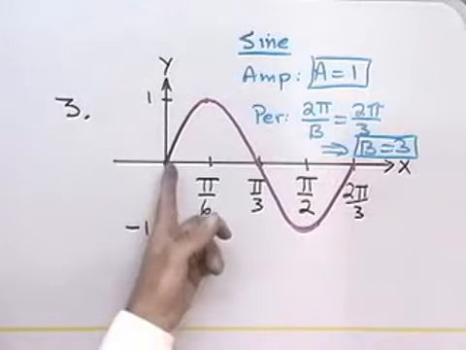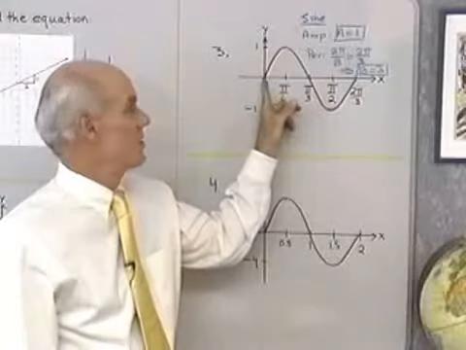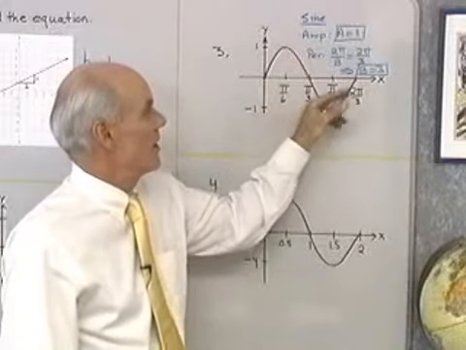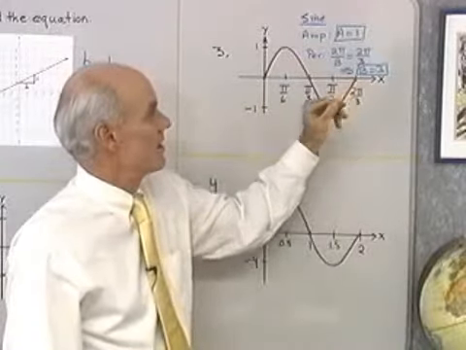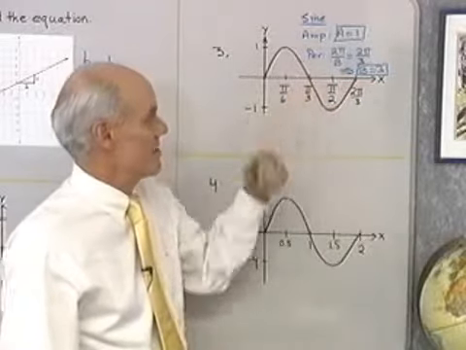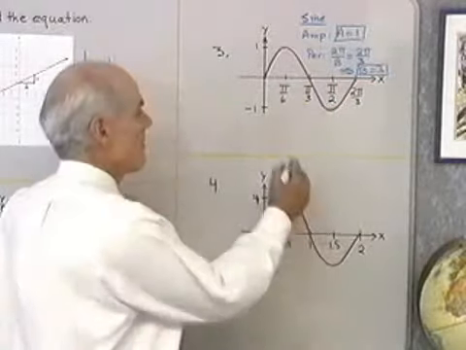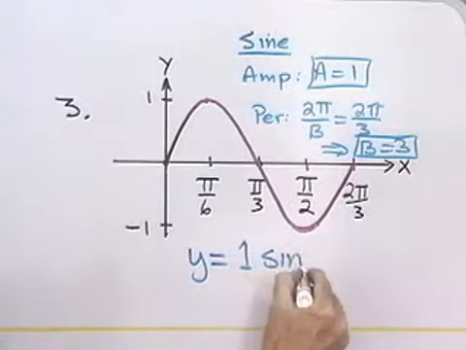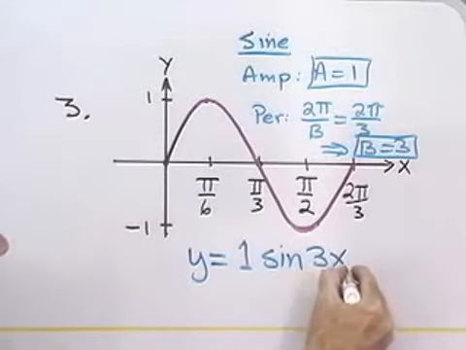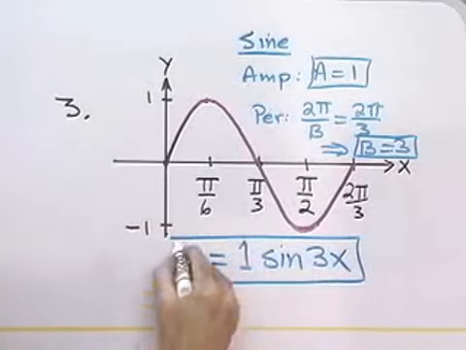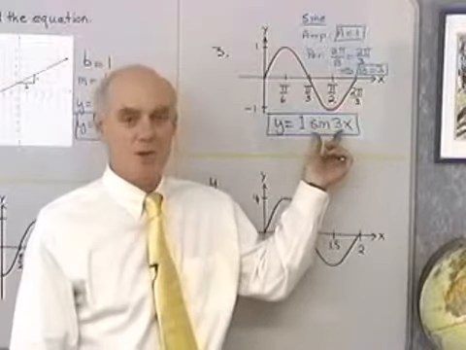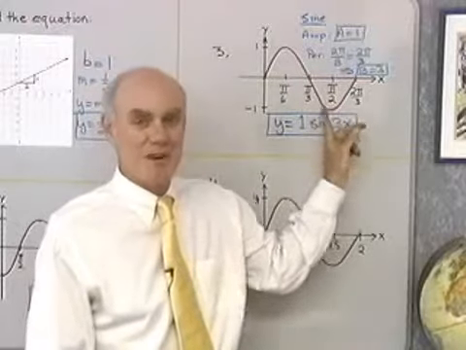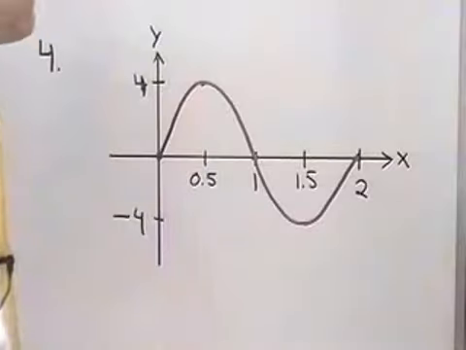Now, anything else about this curve? There's no phase shift. So my curve starts right here, a nice sine curve, no phase shift, has an amplitude of 1, a period of 2 pi over 3. That tells me that b is equal to 3, and it hasn't been reflected, so it's pretty easy to write the equation. It's going to be y is equal to the amplitude 1 times the sine of b times x, which is going to be 3 times x. So y equals 1 sine 3x, or just y equals sine 3x would be the same thing. So here's this equation, here's this graph, and from this graph I found this equation. Let's look at our next one.